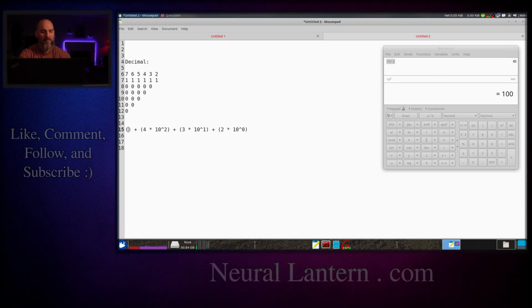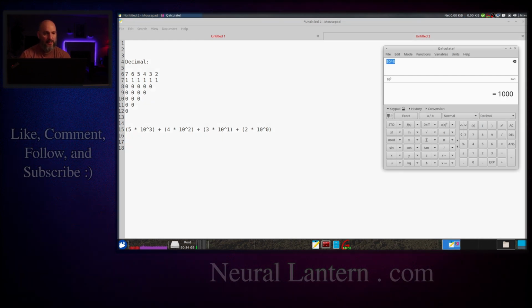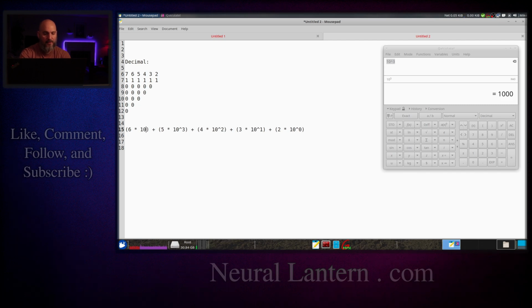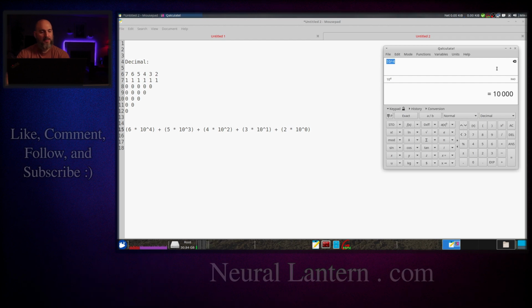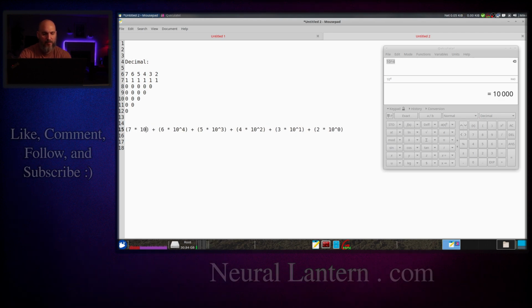So I'm going to say 5 times 10 to the third power. And then again, just to double check here, 10 to the third power is 1,000. So you can see the 5 was supposed to be the 1,000th place. And then again, we'll say 6 times 10 to the fourth power. And then just double check here, the fourth power should be 10,000. And then we'll do it one last time. We'll say 7 times 10 to the fifth power, which should be 100,000.